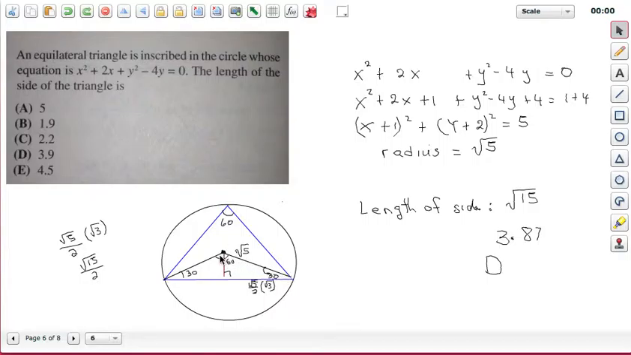If I dropped a perpendicular line here, this angle here is 30 degrees. Now this angle originally was 120 degrees. So half of 120 is 60. So if the hypotenuse is √5, special triangles will tell me that the side across from 60 would be half of √5 times √3. √5 over 2 times √3 gives me √15 over 2, and that represents only half of the side. Doubling that will give me √15. Plugging that in your calculator, you get 3.87, and your answer is D.